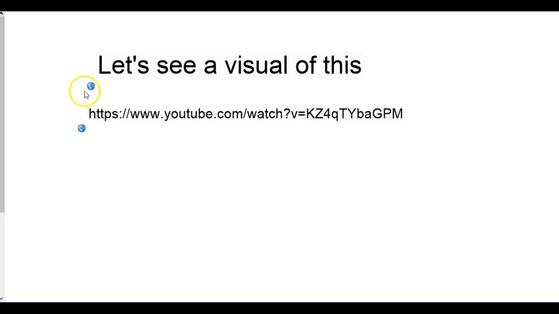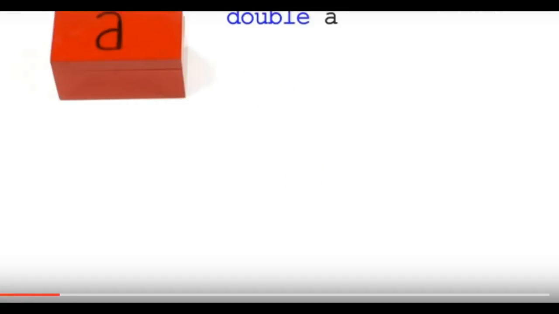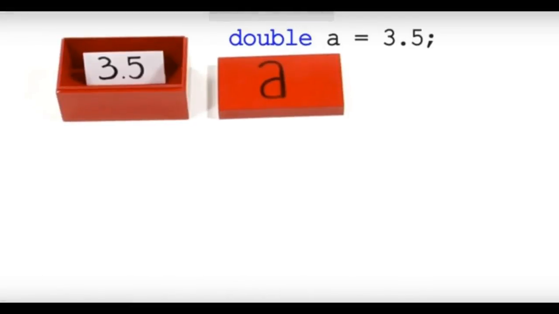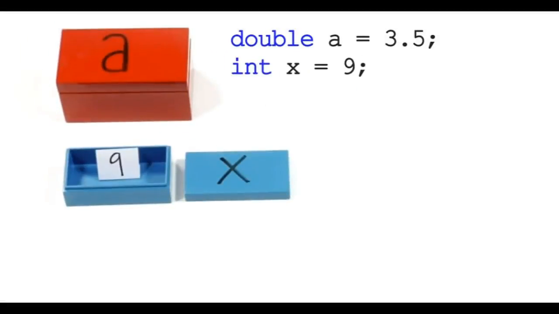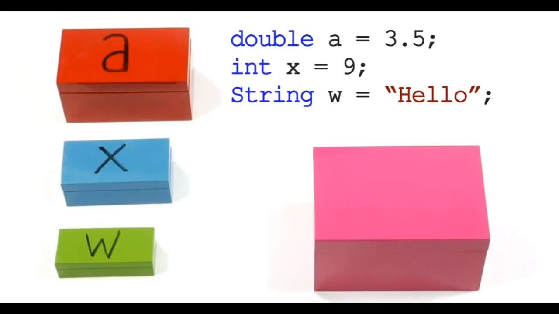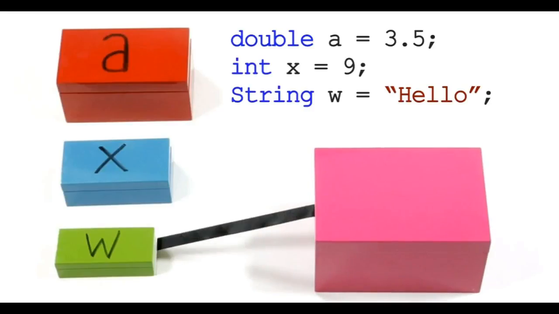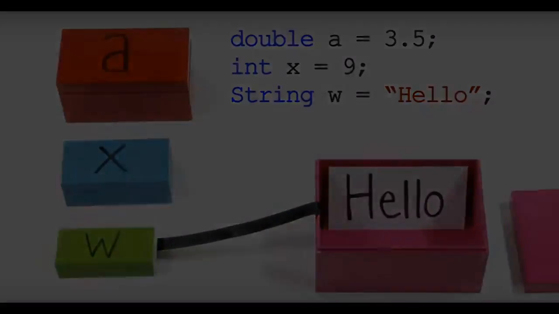So here's an effect of what this actually looks like. Here we have a double value, and we're storing the number 3.5 in A. Next, we have int x equals 9, and we store the 9 in the x box. Notice here the string is a little bit different. When we do string w equals hello, hello isn't going to fit in this little tiny box. So Java creates a memory reference. It points to a location that has plenty of space and stores the word hello inside.